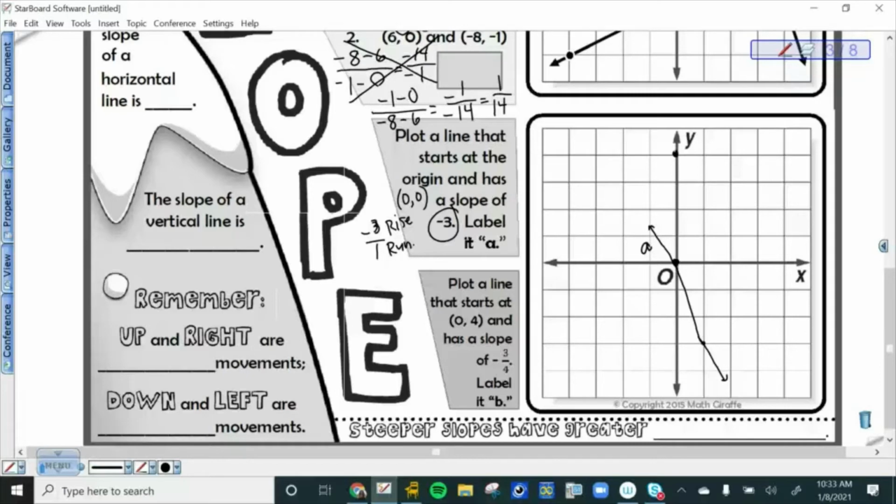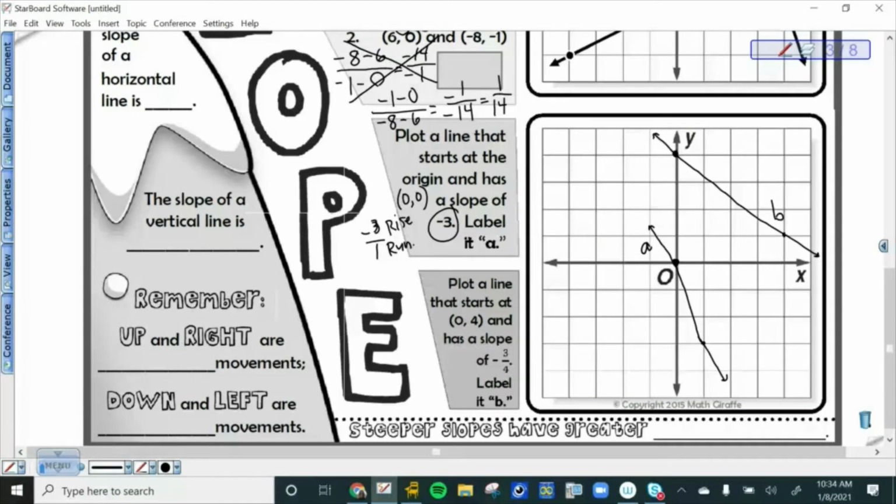So from here I go down 1, 2, 3, and then over 1, 2, 3, 4. And I connect those 2 points and can extend it in either direction with those arrows. So remember, these lines that we're drawing, obviously I can only draw this much, but in theory it goes out infinitely in either direction. That's what those arrowheads mean. They keep going. So this is line B.